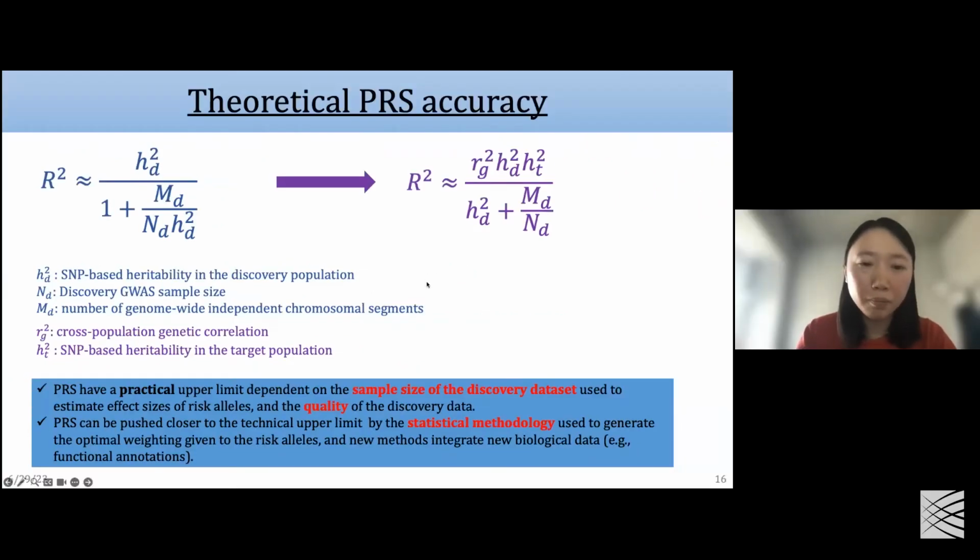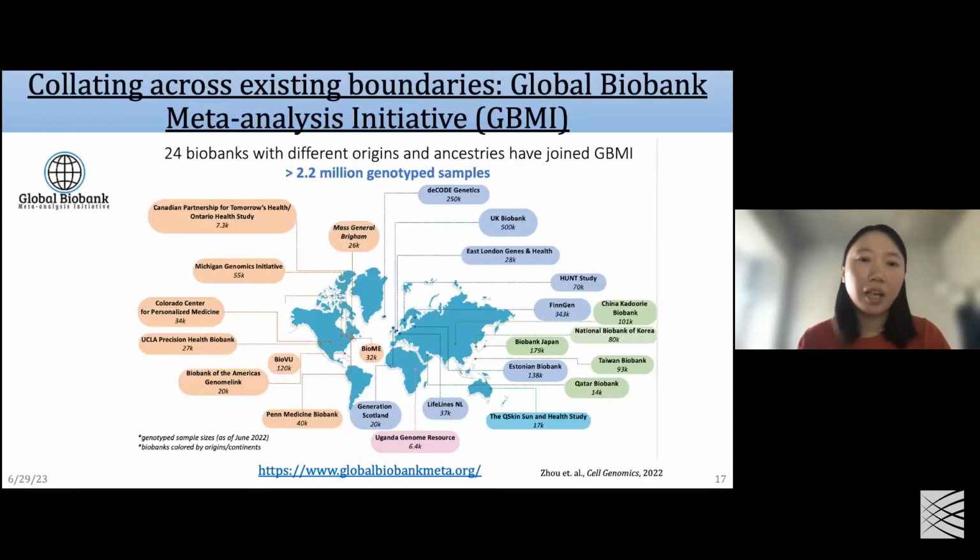So for the first point, there are many ongoing efforts to improve the diversity of the current genomic studies, such as OFAS, GIANT, gnomAD, etc. But here I would like to use the Global Biobank Meta-analysis Initiative, or GBMI, as an example to illustrate how we can collate across existing boundaries.